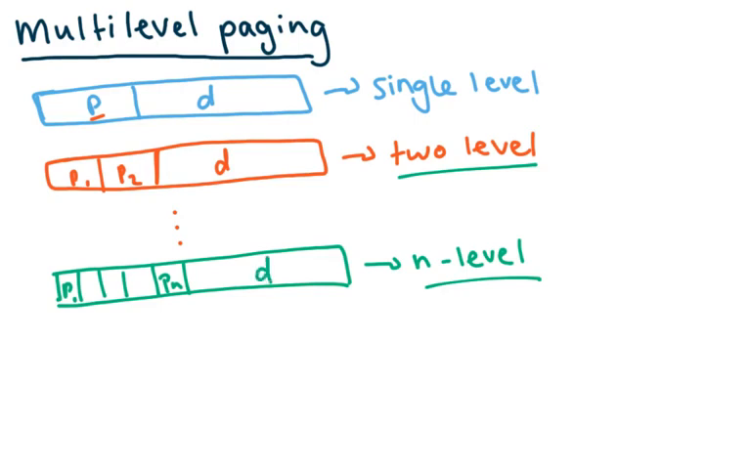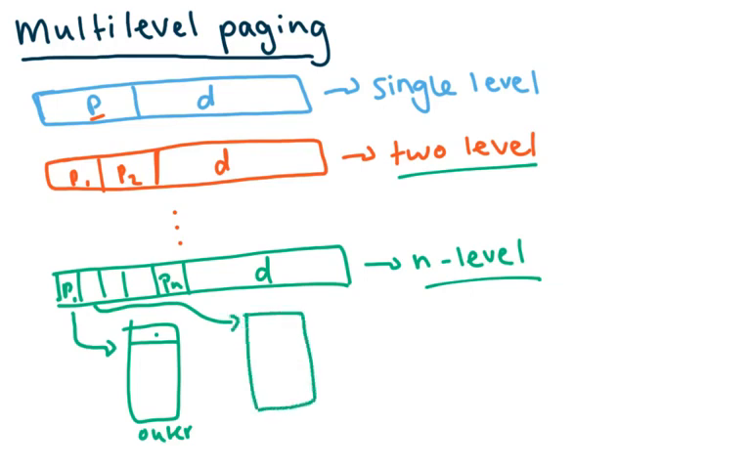Each one of these P's is going to index into a different level of the page table. The first one is going to index into an outer page table. The second one is then going to index into a second page table. Sorry, that's misleading, but the second level is going to have a bunch of different page tables, and each one of these is going to be connected to the outer page table. Okay, so let's look at some examples.